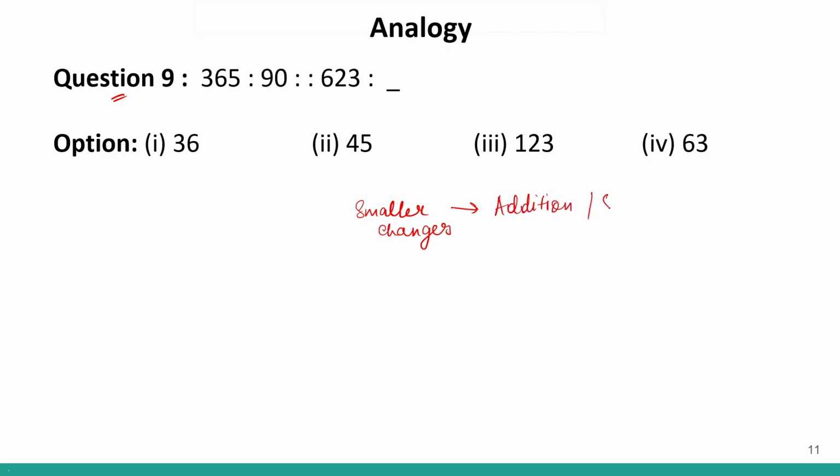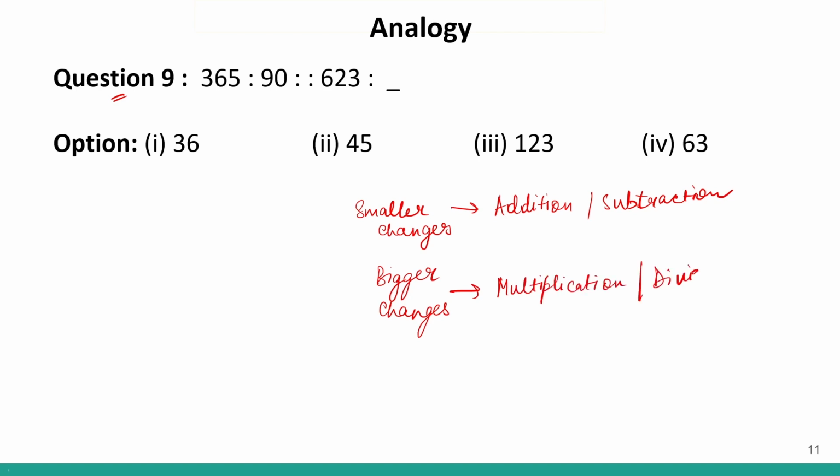subtraction. Correct? And if you see bigger changes, we assume that it is either multiplication or division. Correct? So depending on the change, if you see very big numbers, this is valid for numbers which are equal to each other or unequal to each other.